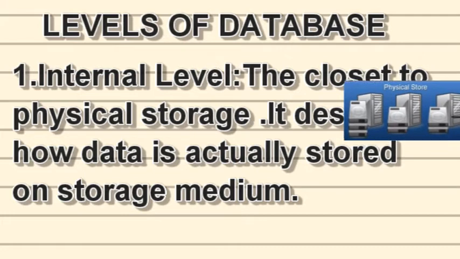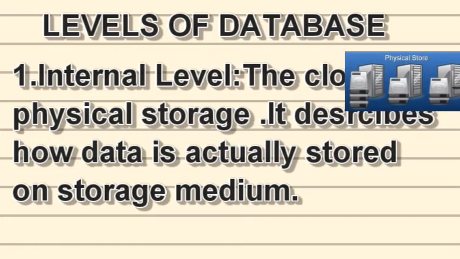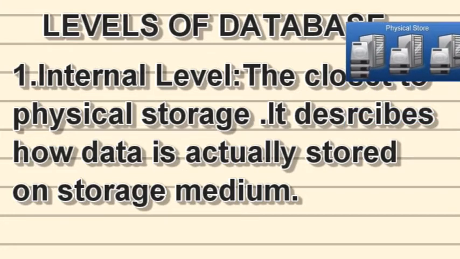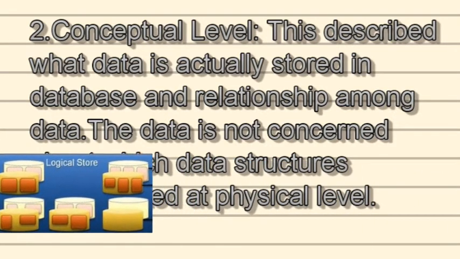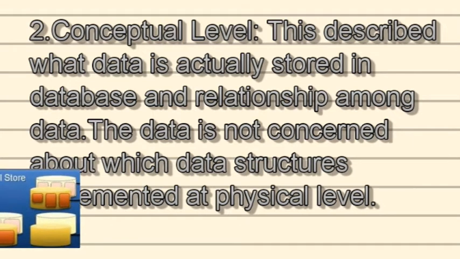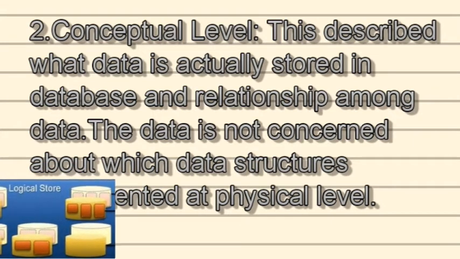Next, we have the second level, that is the conceptual level, whenever we are implementing a database. What do we mean by conceptual level? It is the second level of the database. It is not linked with what type of data structure is involved or what the implementation of the physical state is. It does not need to think about that at this stage.